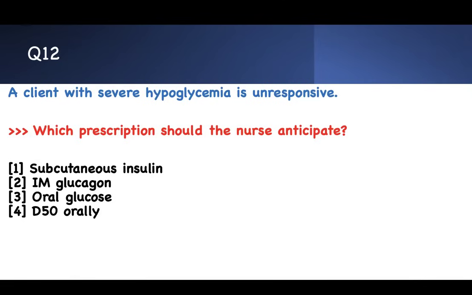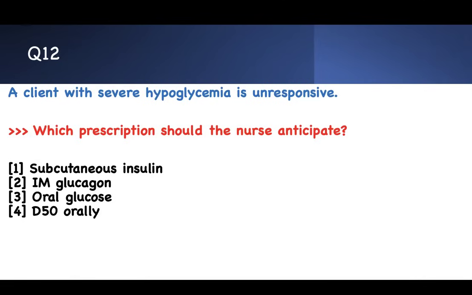So the memory trick is what? You're responsive or unresponsive. If you are unresponsive, I cannot use your mouth because you're not talking to me. If you are responsive, then you can use your mouth. Therefore, if the patient is unresponsive, don't give them anything through the mouth. Therefore, I'm looking at the answer choice. If I see oral medication, wrong. 4 is wrong. 3 is wrong.